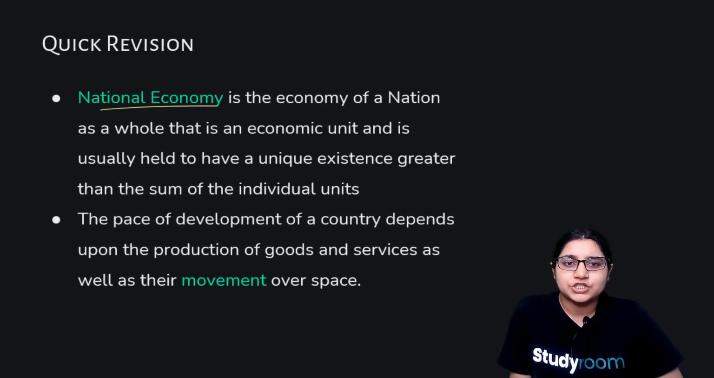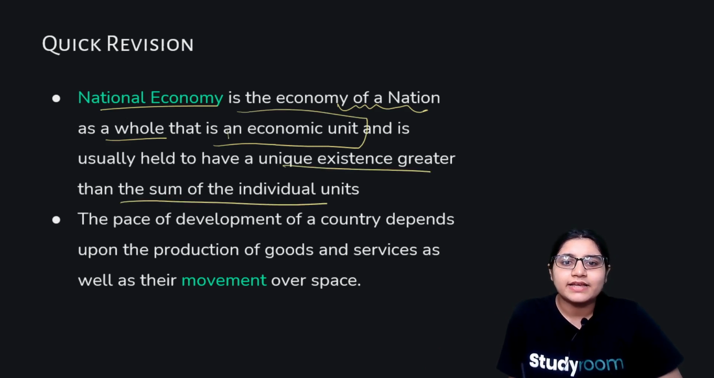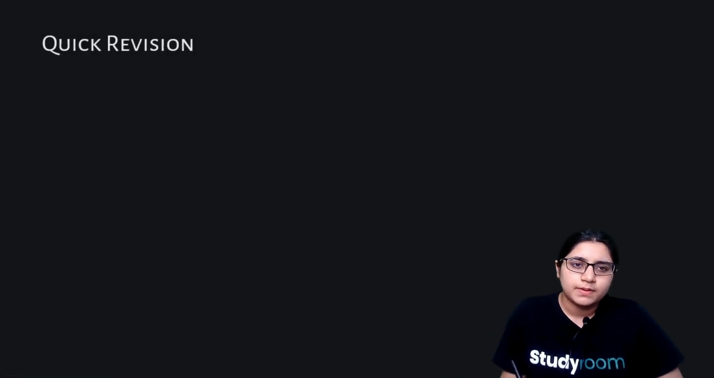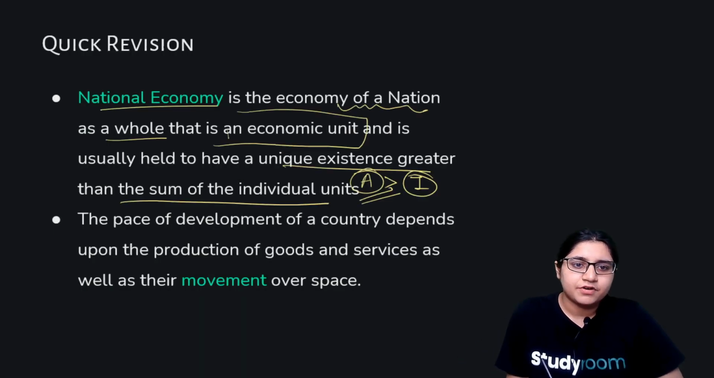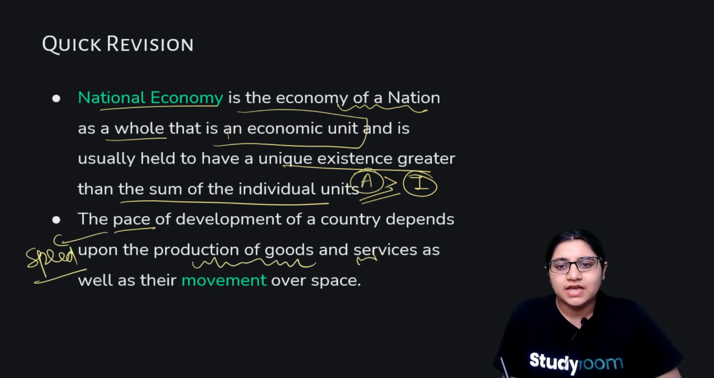The first point is national economy. National economy is the economy of a nation as a whole. That is an economic unit and is usually held to have a unique existence greater than the sum of individual units. So individual income or individual economy is always lesser than the aggregate income. And the pace of development of a country, pace referring to speed, depends upon the production of goods and services, as well as their movement over space, or with time how advanced they are becoming. These are the things to keep in mind.